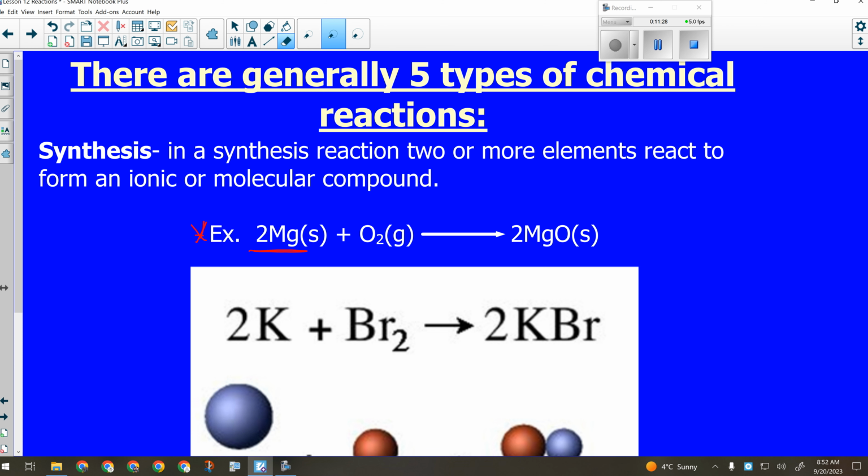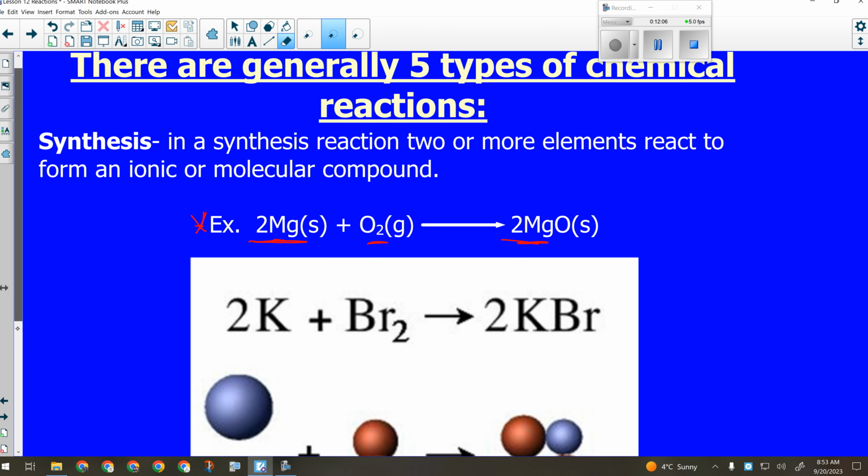Did I balance it correctly? Yes, there are two magnesiums in the reactants, there are two magnesiums in the products, there are two oxygens in the reactants, there are two oxygens in the products. This two says there are two magnesium oxide molecules, that means two magnesium atoms and two oxygen atoms. Everybody all right with that? So the big numbers, the coefficients, in this case the twos, mean multiply everything behind me by me.